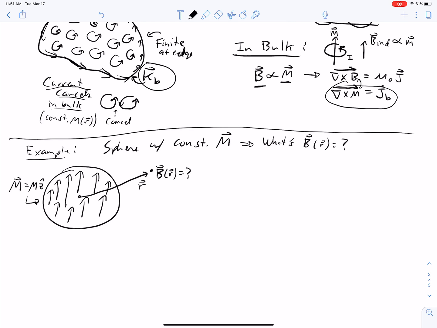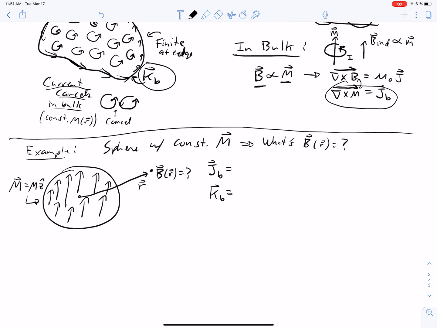But let's not do that. Let's use our newfound knowledge and realize that at every point, let's ask ourselves instead, let's use this new idea. What's J sub B? What's the bound volume current? And what's the surface bound current for this situation?